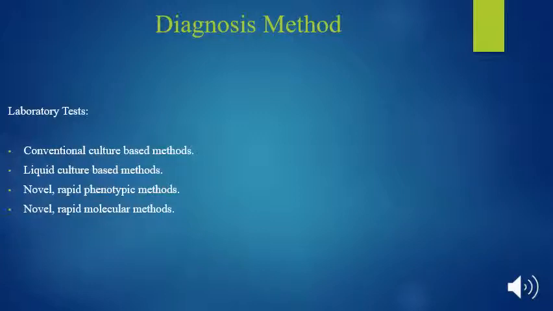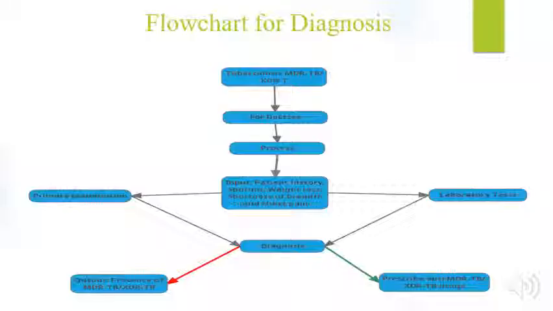After the primary examination, if the symptoms of the patient match those of MDR-TB or XDR-TB, then the patient's sputum is collected and a series of laboratory tests such as conventional culture-based methods, liquid culture-based methods, novel rapid phenotypic methods, and novel rapid molecular methods are conducted. This flowchart explains the process or workflow of the clinical decision support system for diagnosing MDR-TB and XDR-TB.